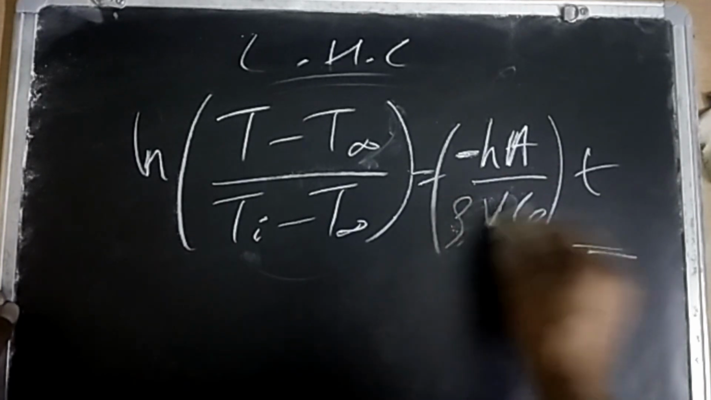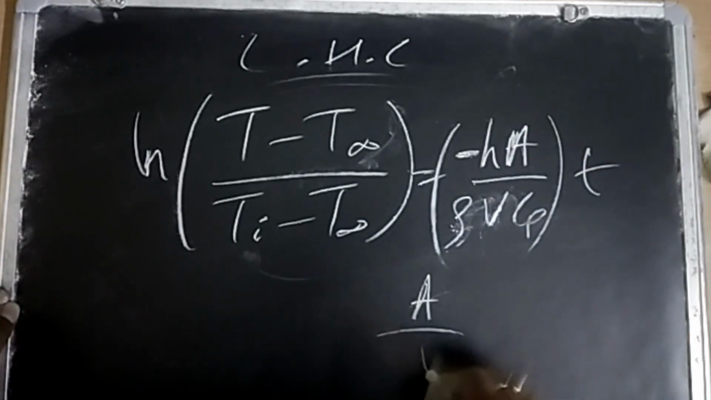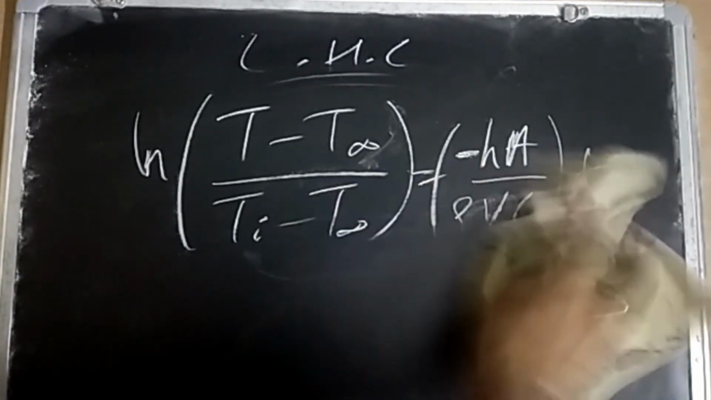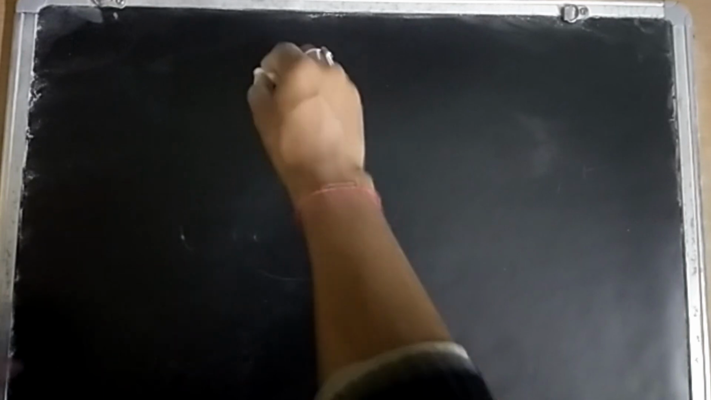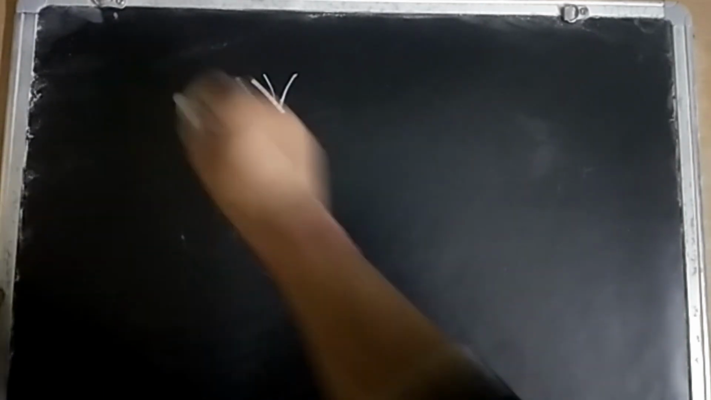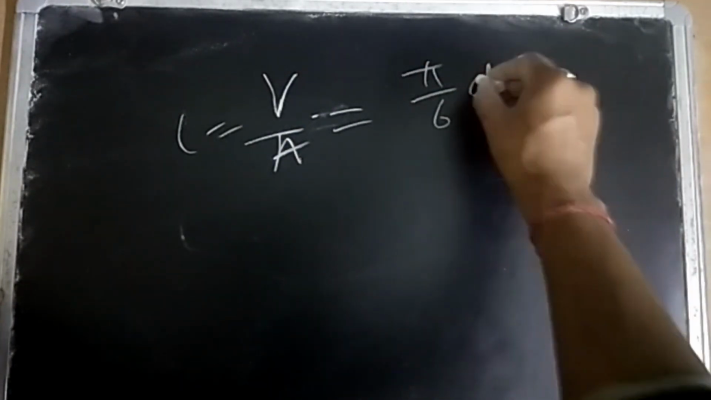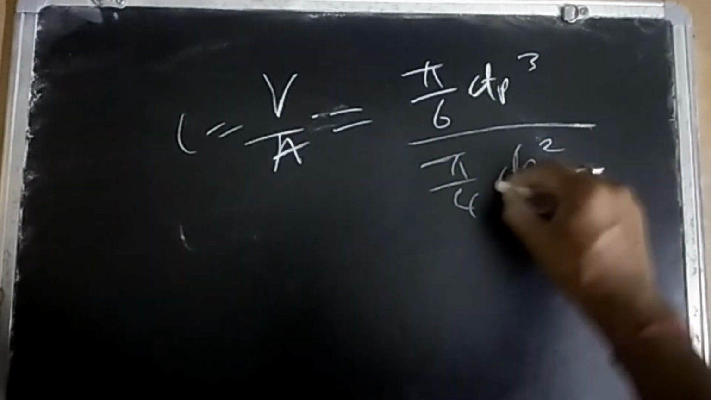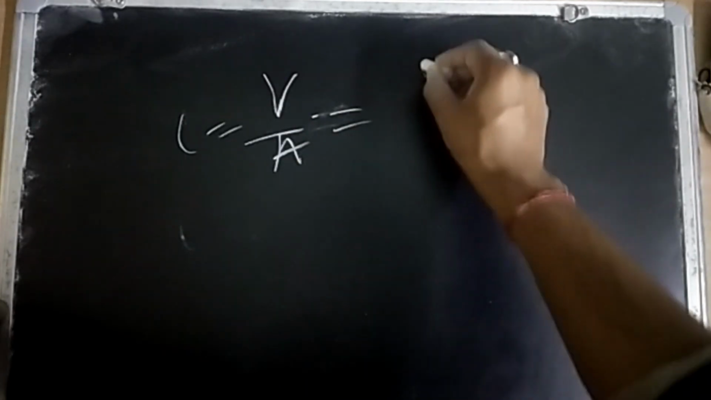So V and A, this is interesting. What we do, we get the characteristic length. Characteristic length is V by A. For a sphere, let's say, it is pi by 6 dp cube upon pi dp square. Sorry, this is volume, right? So finally when you do this, you will get dp by 6.